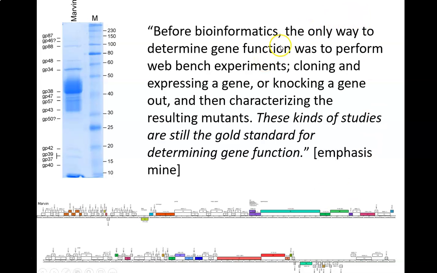Before bioinformatics, the only way to determine gene function was to perform wet bench experiments, cloning and expressing a gene or knocking a gene out and then characterizing the resulting mutants. These kinds of studies are still the gold standard for determining gene function. Here is an experiment that was done in the Hatfield lab where bacteriophage Marvin was isolated, and then they isolated the proteins and ran them down a gel, and here are molecular weight markers. You can see that that's really difficult. You have lots of proteins right here, but you can only identify a small subset of them, and again you're identifying them by the size of the protein that's expressed.